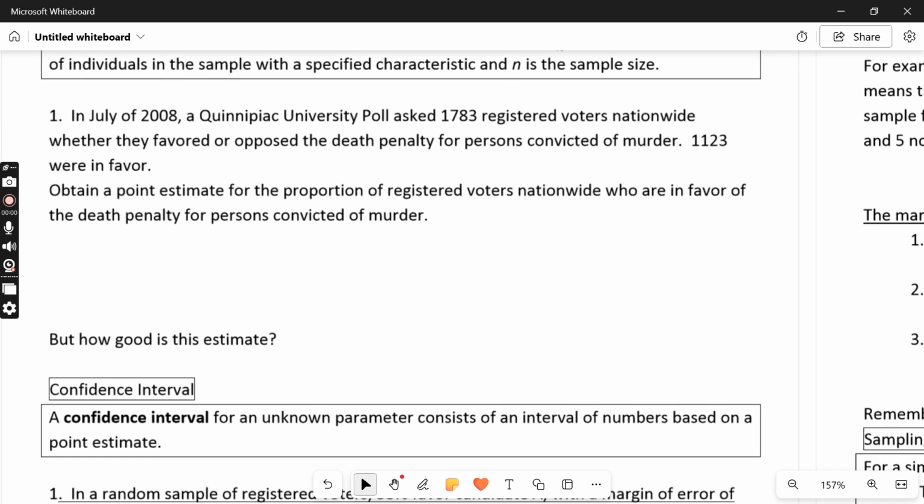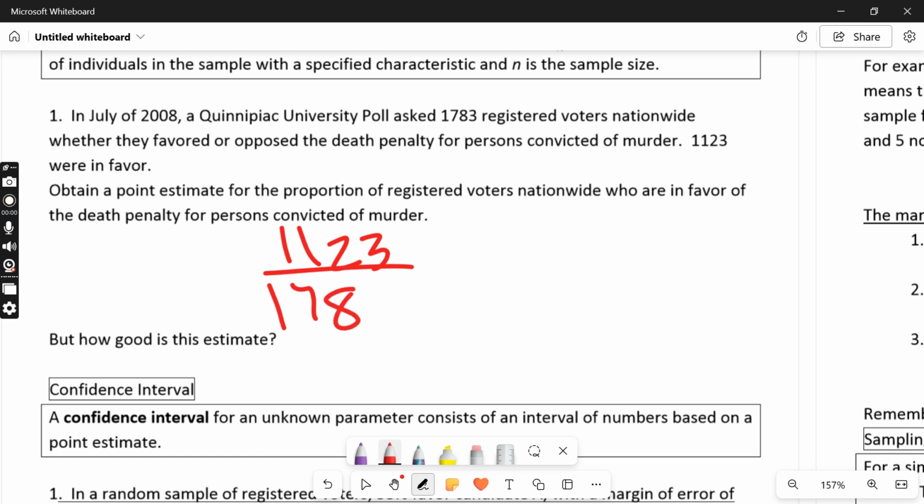It says in July of 2008, a university poll asked 1,783 registered voters nationwide whether they favored or opposed the death penalty for persons convicted of murder. 1,123 were in favor. Obtain a point estimate for the proportion of registered voters nationwide who are in favor of the death penalty. So what we'll do is divide the number of people that said yes, 1,123, divided by how many people we asked, which was 1,783.